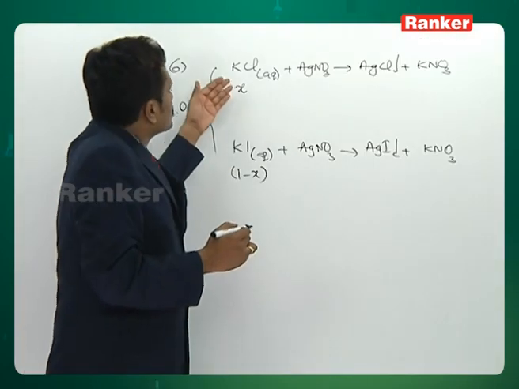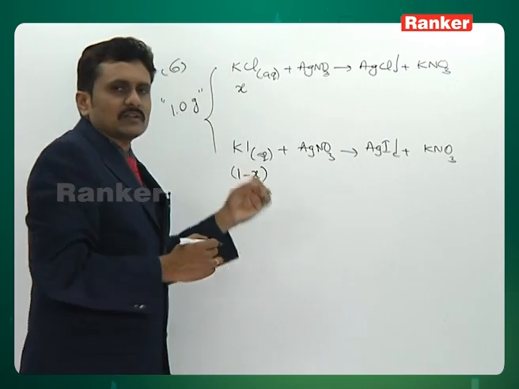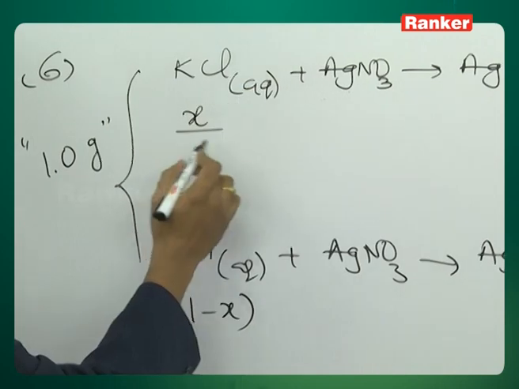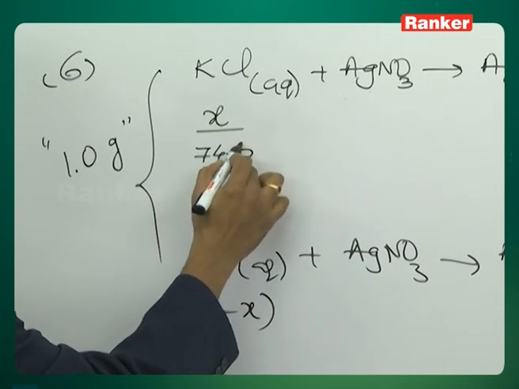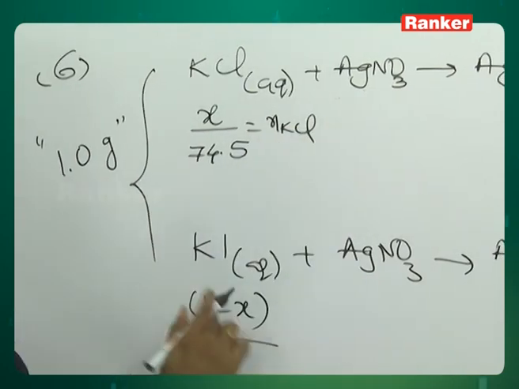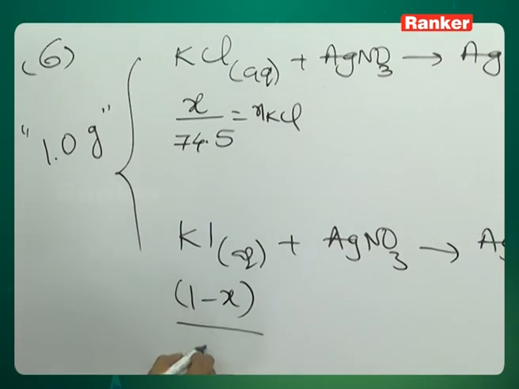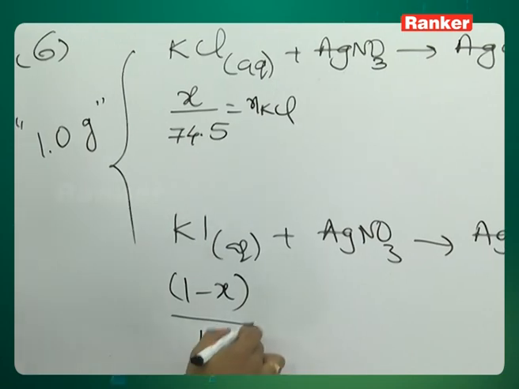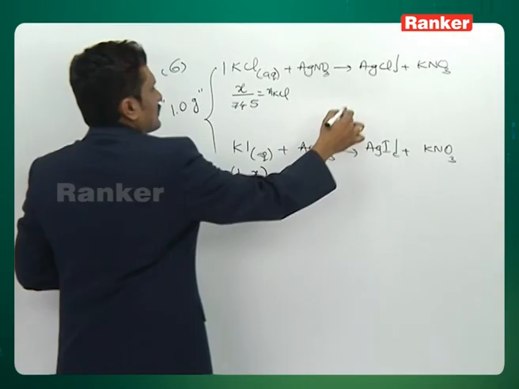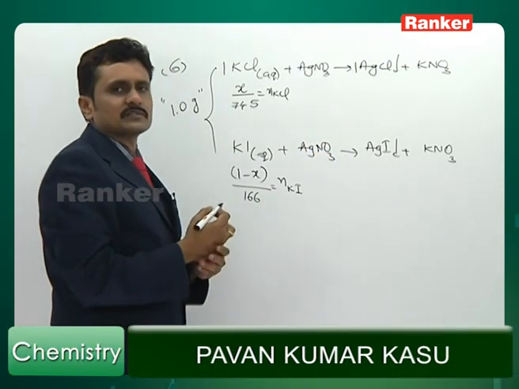I know that when I divide the weight by the molecular weight, I get the number of moles. 39 plus 35.5, that is 74.5, is the molecular weight of KCl, which gives the number of moles of KCl in this mixture, and divided by 39 plus 127, that is 166, the molecular weight of KI, will give you the number of moles of KI. Now just notice that 1:1 is the mole ratio of these two substances.